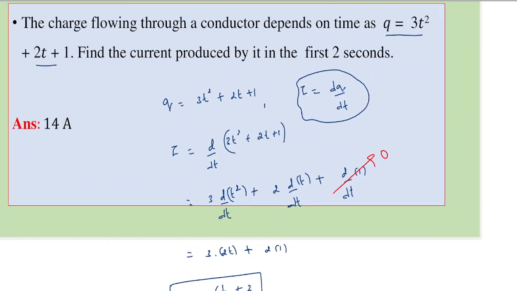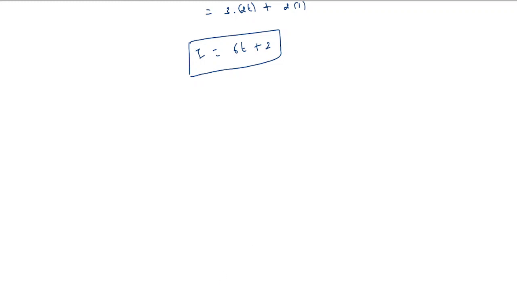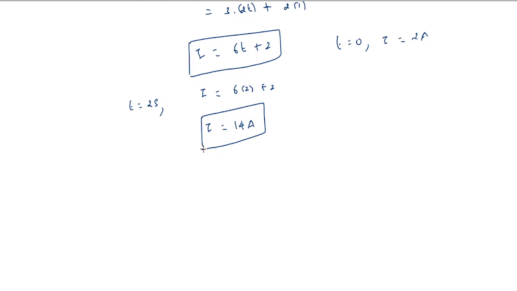So the question says, find the current produced in the first 2 seconds. Which means when you put t is 0, the current we get would be 2 ampere. It keeps on varying. So what we want here is to find the current after 2 seconds. Which means I is equal to 6 into 2 plus 2, that is equal to 14 ampere. So that is the required answer in this problem.